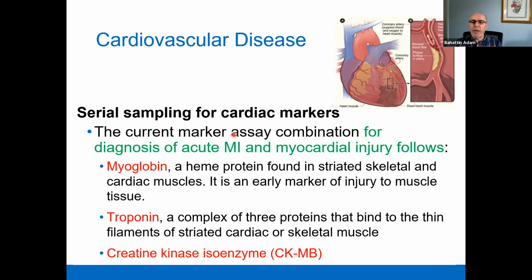Okay, and the tests that we are doing in order to detect and follow coronary heart disease, myocardial infarction. For that, we're taking serial sampling for cardiac markers, and the current marker assay combination for diagnosis of acute myocardial infarction are myoglobin, troponin, and creatine kinase.